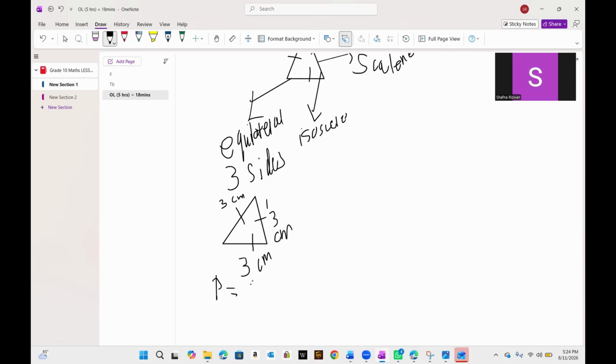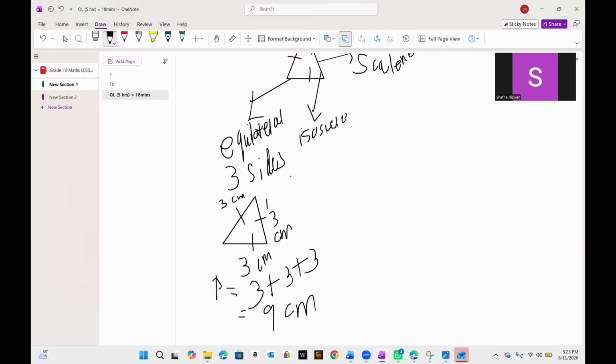Like here 3 plus another 3 plus another 3. It will give you how much? 3 plus 3 is 6. 6 plus 3 will give you how much? 9. So your answer will become 9 centimeter. Don't forget the unit, because no matter whatever you do, if you lose your unit, then the marks will become half.